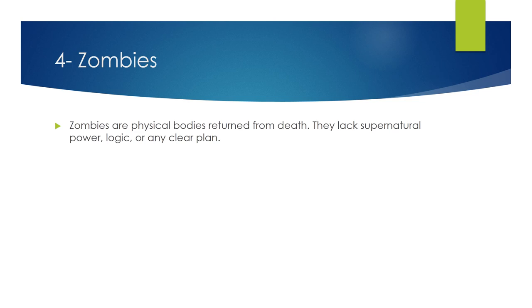Another Gothic body is the zombies. Zombies are physical bodies returned from death. They lack supernatural power, logic, or any clear plan. Zombies are just normal people who are dead, but they come into life. After they are dead, they open their graves and just erupt from their graves. They do not have any logic or clear plan. They are not so clever, they are not so intelligent. That's why they lack any clear plan. They are logically very poor and very weak. And that's why they can be easily overcome and easily killed again.